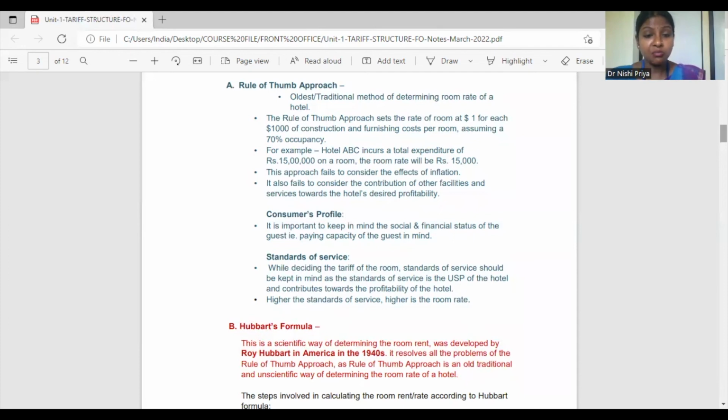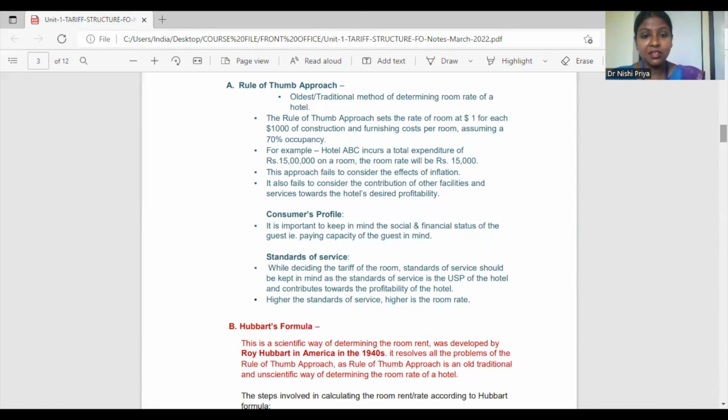Consumer profile: it is important to keep in mind the social, financial, and status of the guest, the paying capacity of the guest. We cannot have simply one formula and charge 15,000 without knowing the guest's paying capacity, the market trends, or the occupancy, whether we are failing in occupancy and need to sell the room accordingly. So it is required to see with which mind the guest is coming to the hotel.